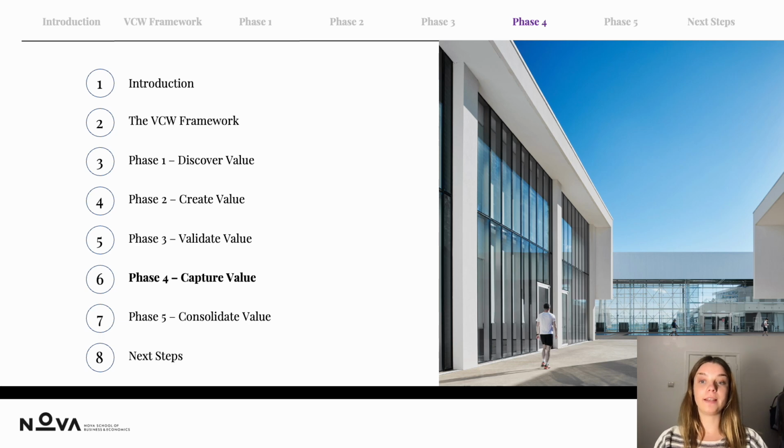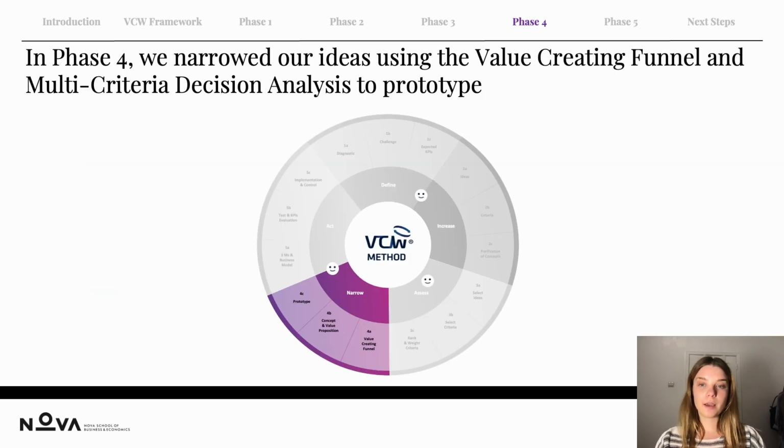So after validating value in phase 3, I'm now going to walk you through the 4th phase of the value creation wheel. The first step of phase 4 focused on the value creation funnel and applying the filters from the previous stage in order to narrow our ideas, as well as applying the multi-criteria decision analysis to come up with a complete concept of our idea and finally design a prototype of our solution.